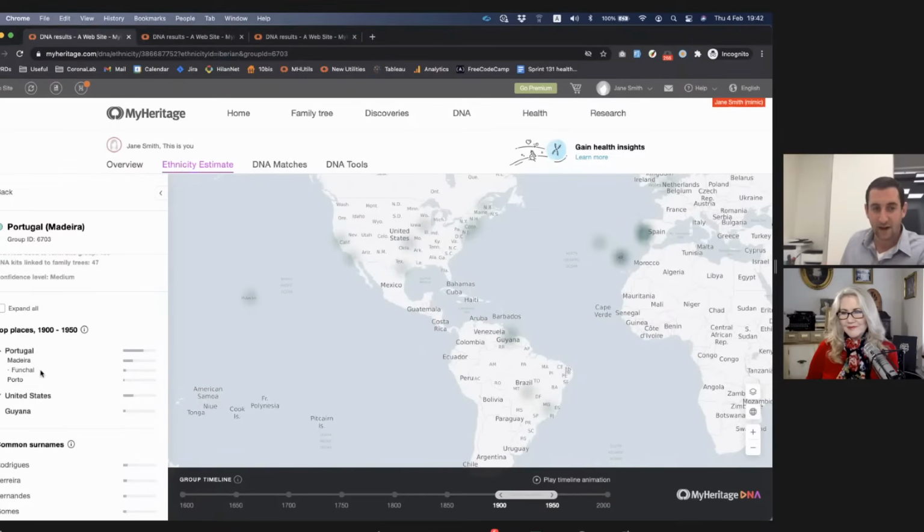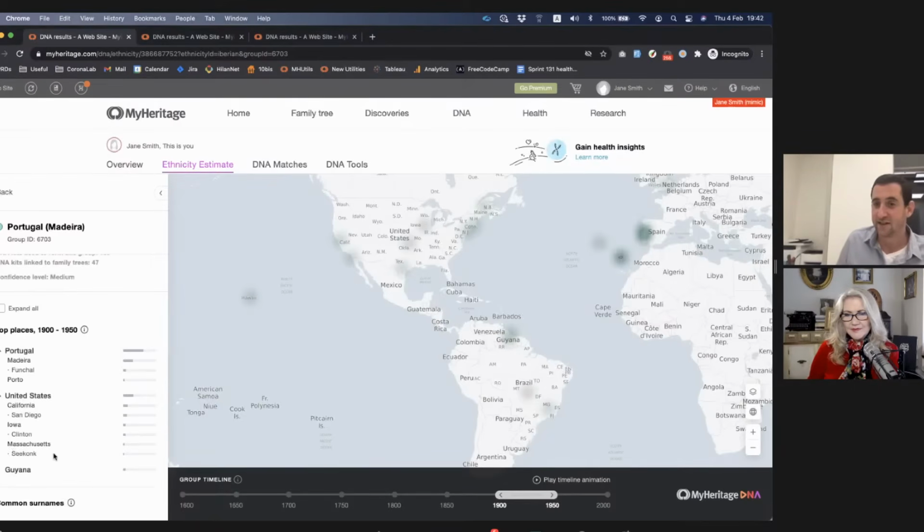So in Madeira, in Funchal, I hope that I'm pronouncing it right. And some have lived in Porto, in Portugal. We also have people living in the United States belonging to this group at this point in time. And if I click on that, I can see that they're mostly in California, Iowa, and Massachusetts, and the specific cities if we have information to share.